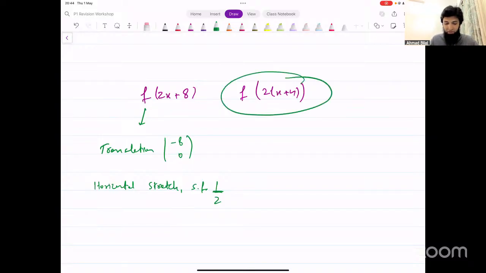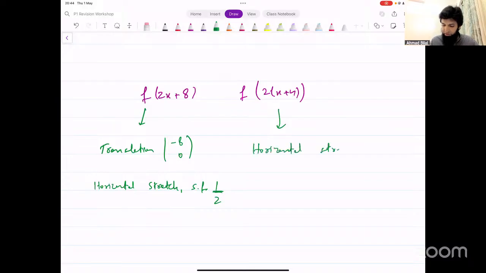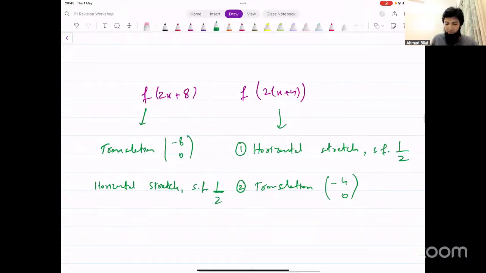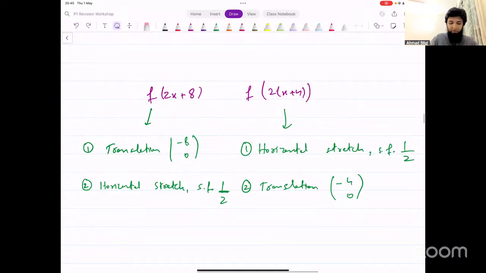If it was written in this form, it could also be written as a horizontal stretch with scale factor 1/2, right? Because opposite of BODMAS says that you do this first, you multiply by 2 first, and then you do translation after that. In this case, when you do translation, the vector is going to be -40. Now, if you do stretch first, then the translation vector is going to be -40. If you do translation first, then the translation vector is going to be -80, and the stretch is going to be with a scale factor of 1/2. Both of these are correct, right?